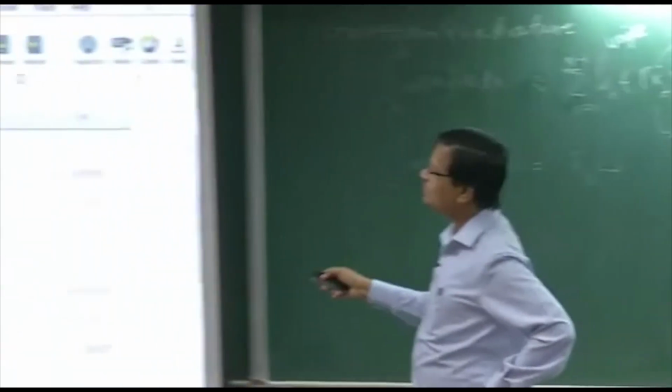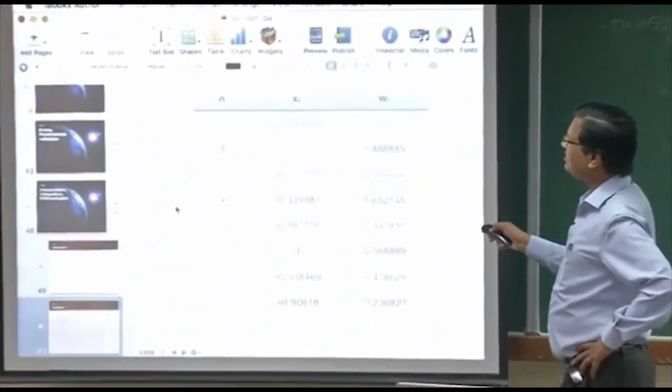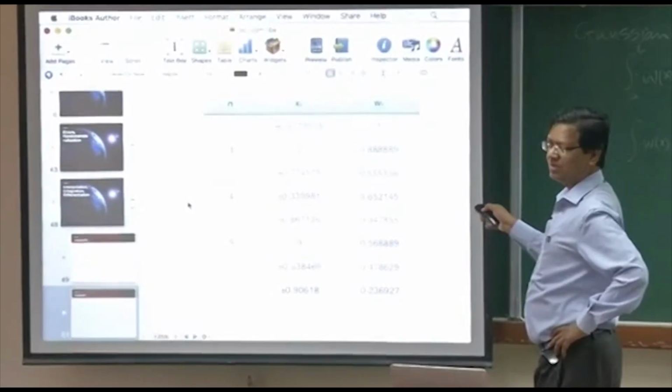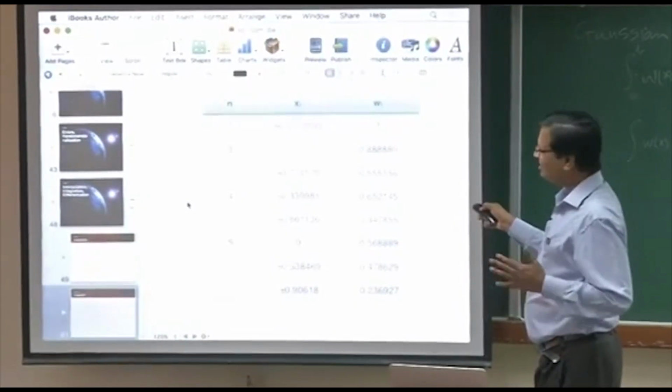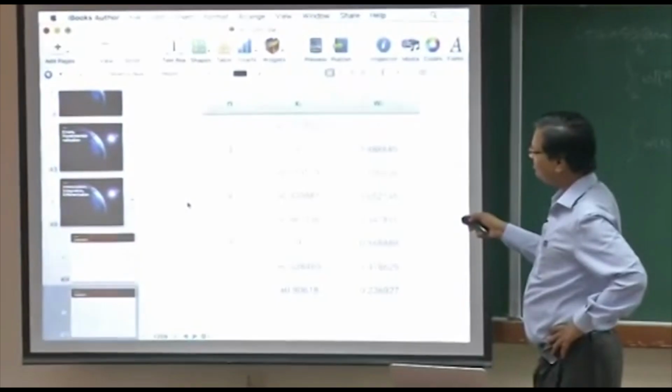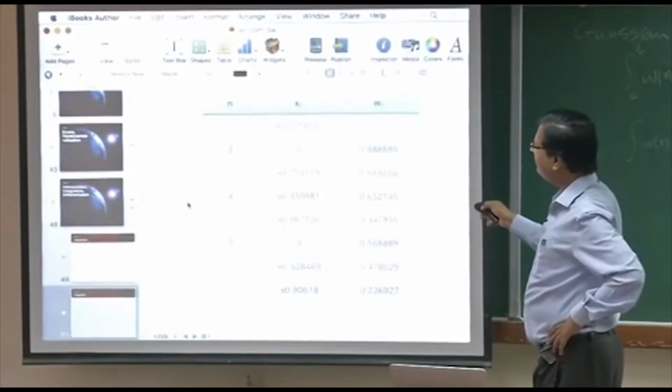And here the roots are, so these are abscissas. Roots are plus minus this number, and the weight is 1. This I did in the last class, but I am just revising it. So if you want 3 abscissas, so these are the 3 roots, plus minus means there are 2 of them, and the weights are given here.